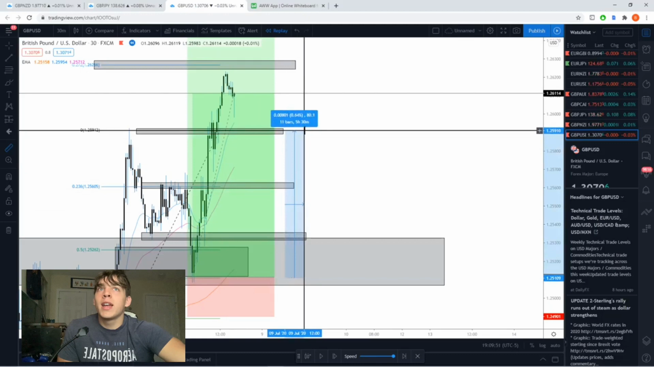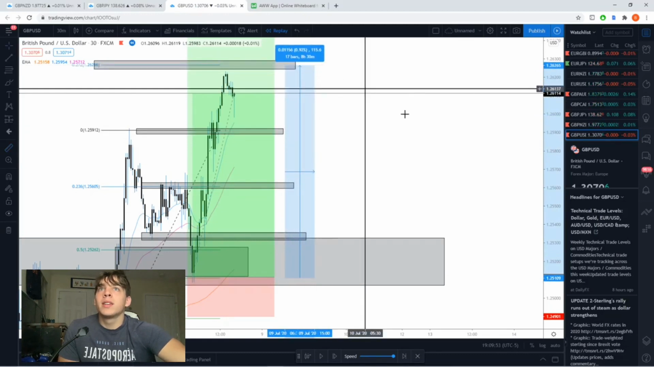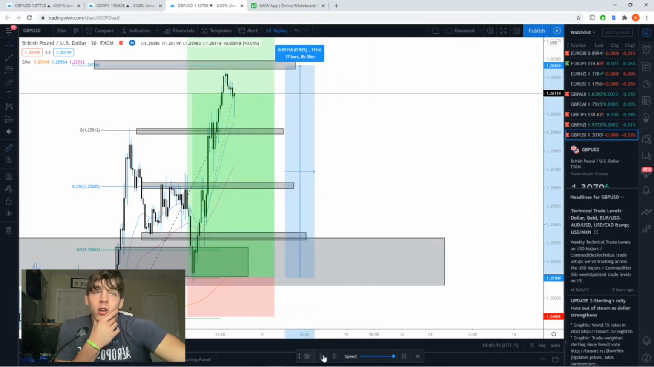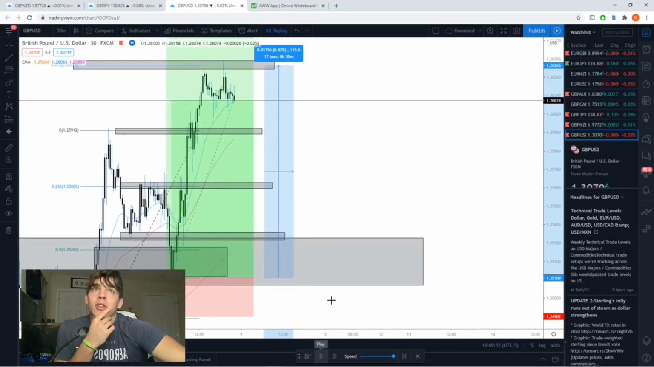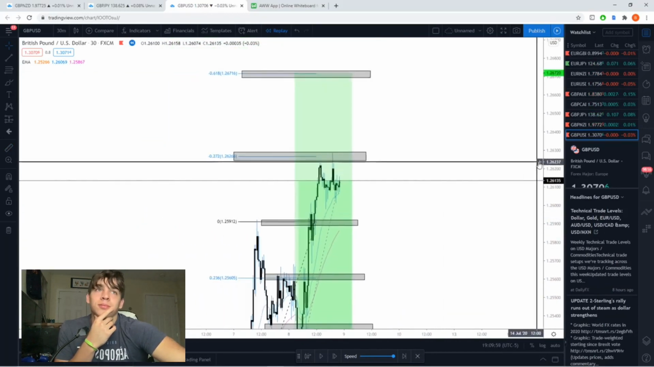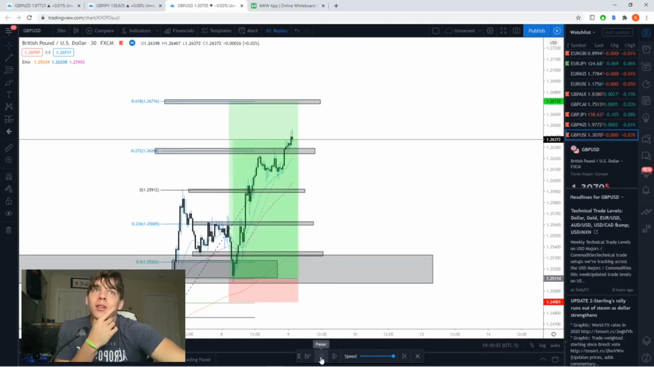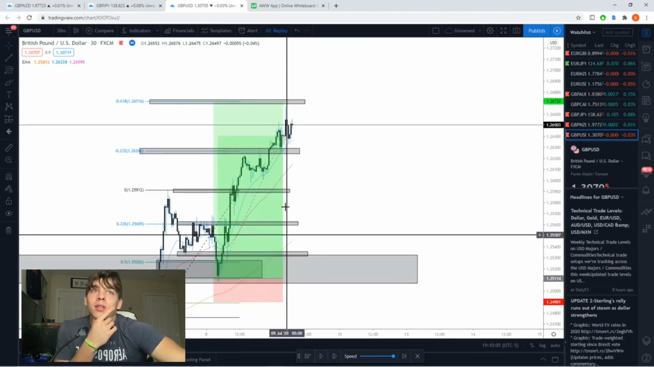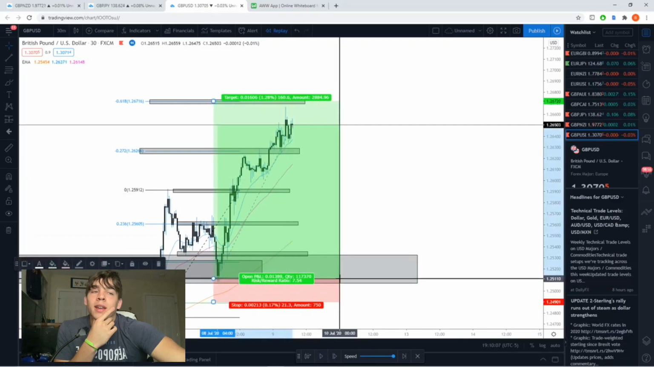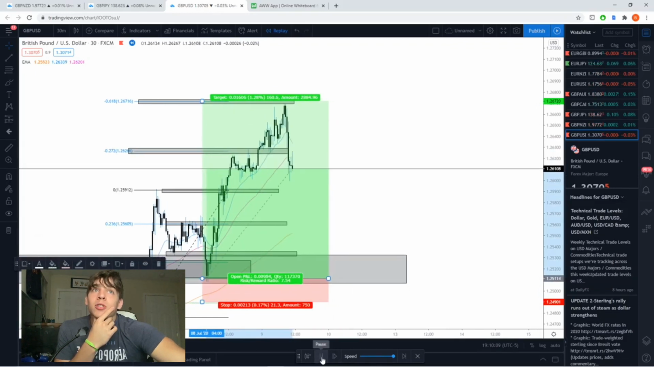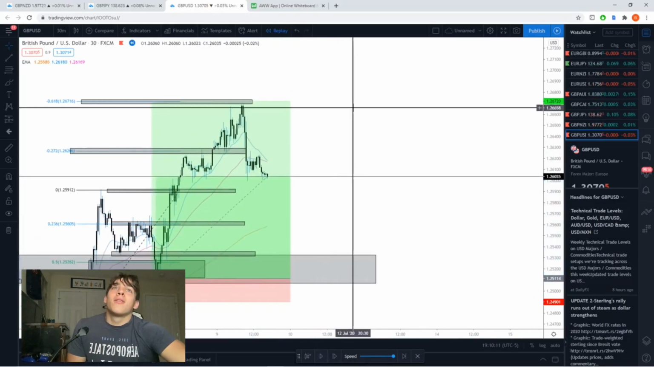Third target was hit for 80 pips, and we are on our way to get the fourth target hit as well. Okay, fourth target was just hit, and we can see if the fifth target is going to be hit as well. Very close, very close. And this was a 1-to-7 trade opportunity, and that was very, very close, man.